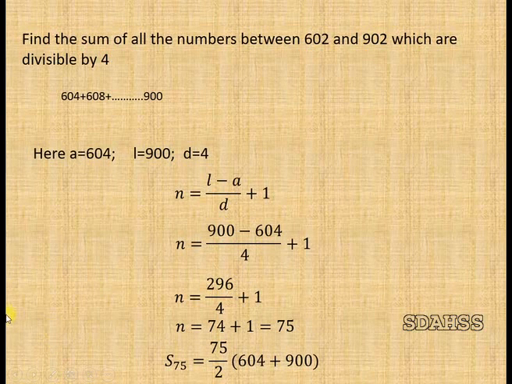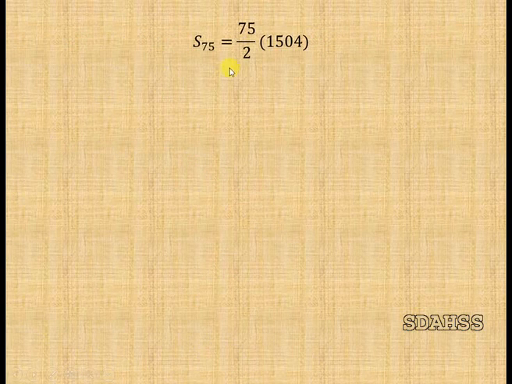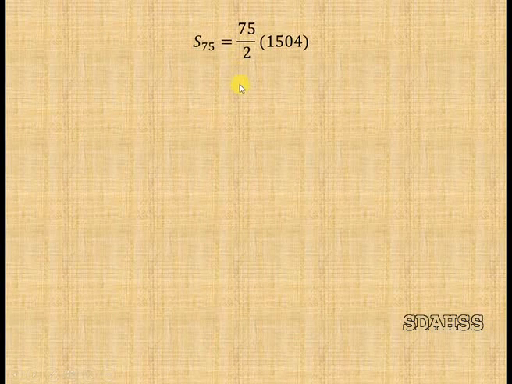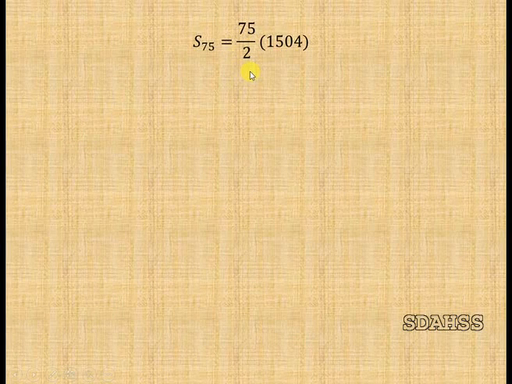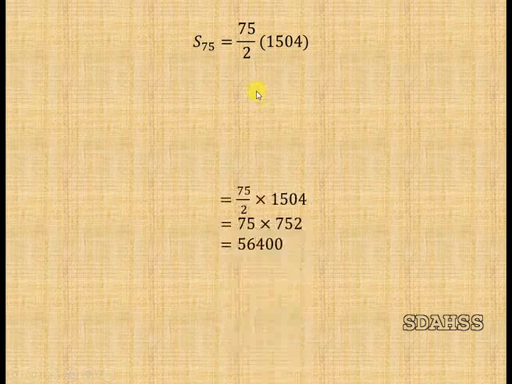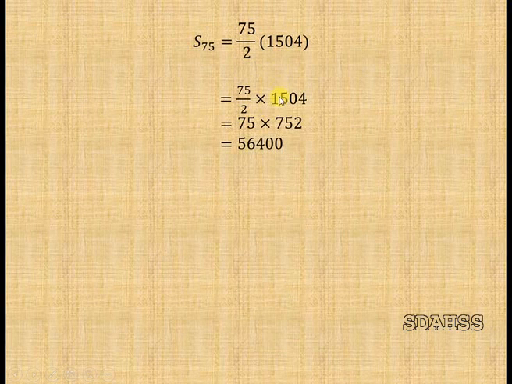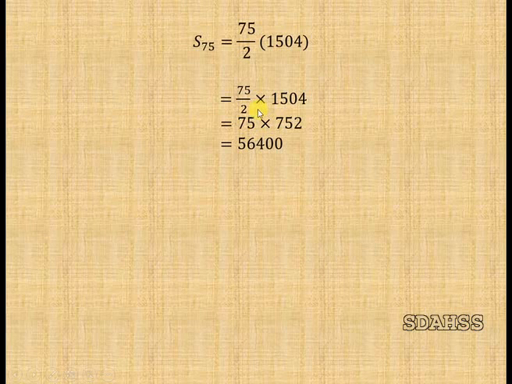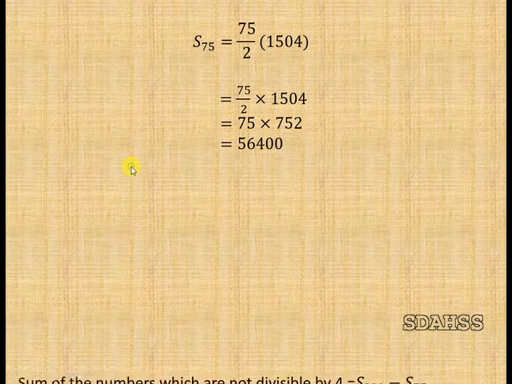Substitute all the values in the formula. So you have S75 is equal to 75 by 2 into (604 plus 900), which is equal to 75 by 2 into 1504. Cancel the numerator and denominator by 2, so you have 75 into 752, which is equal to 56,400. If you multiply, you will get 56,400.